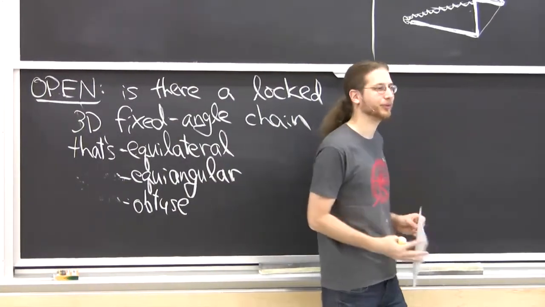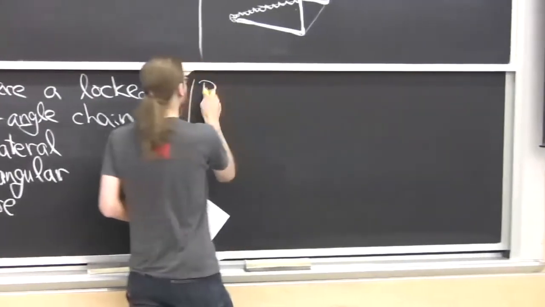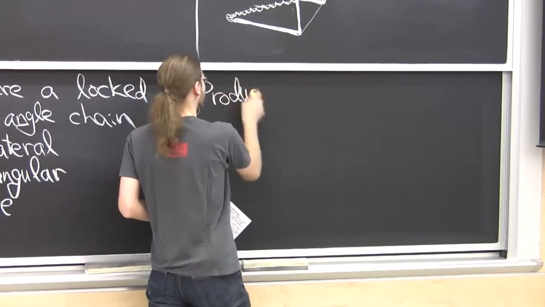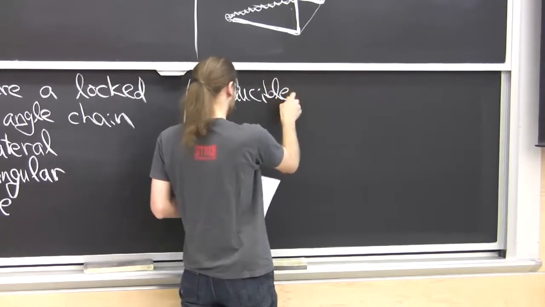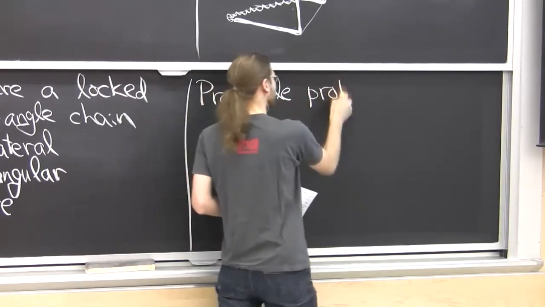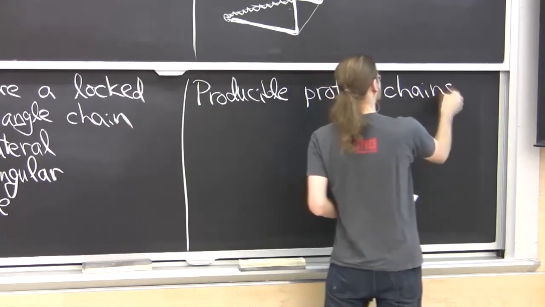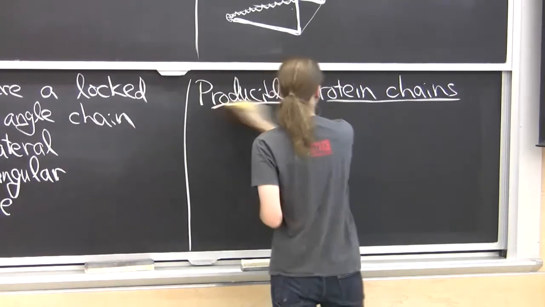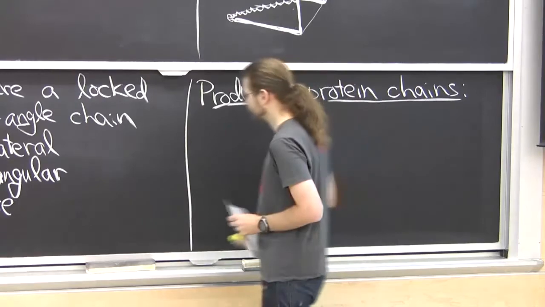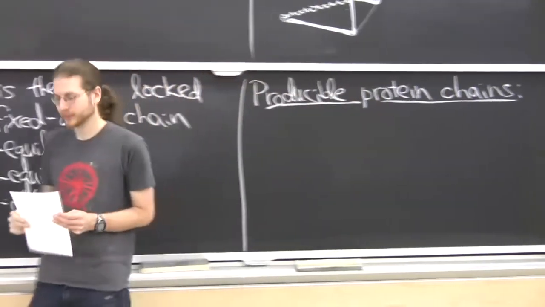We have a theorem too. And this is what I'll cover in most detail. It's a paper called Producible Protein Chains. Protein chains just means fixed angle chains, open chains.